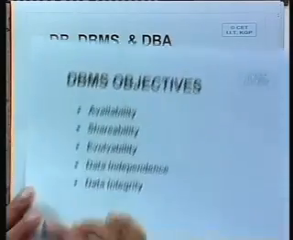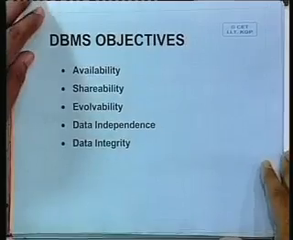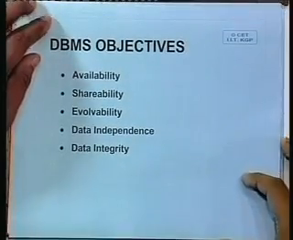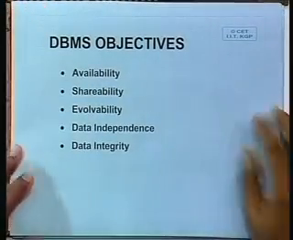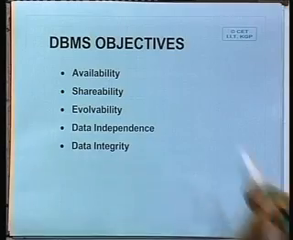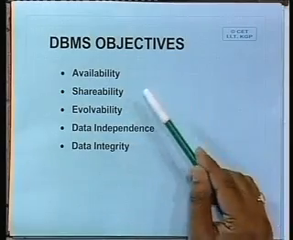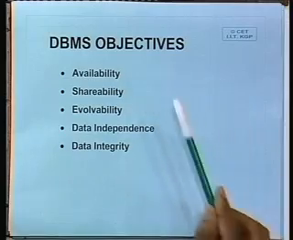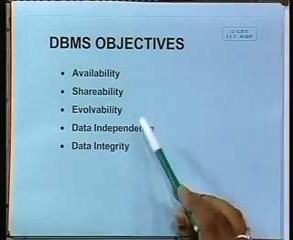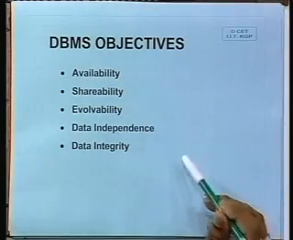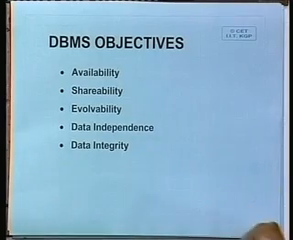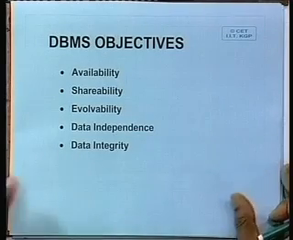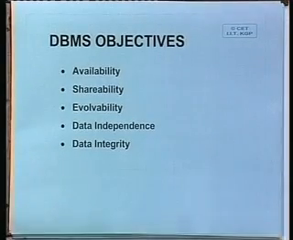Then let us see the objectives of a database management system. These are the 5 fundamental objectives: availability, shareability, evolvability, data independence and data integrity, right. These are the 5 major objectives of the database management system. Let us discuss them one after another.